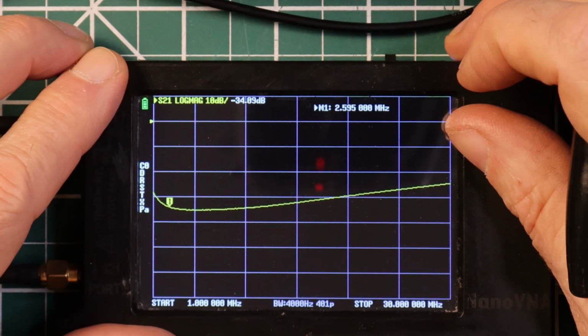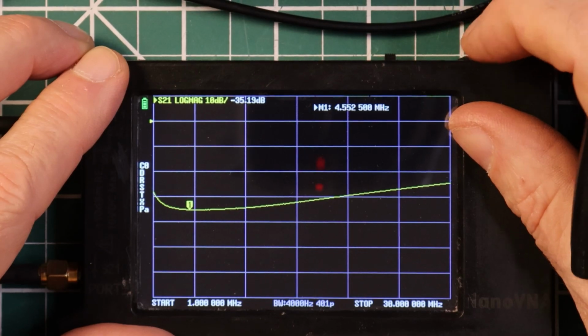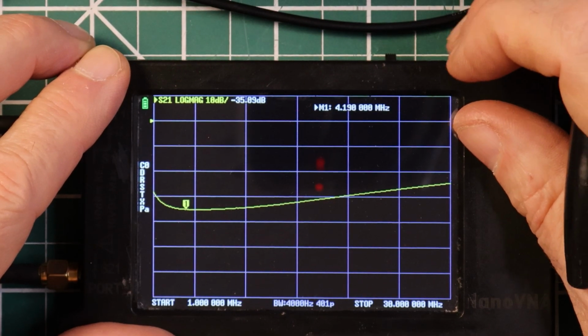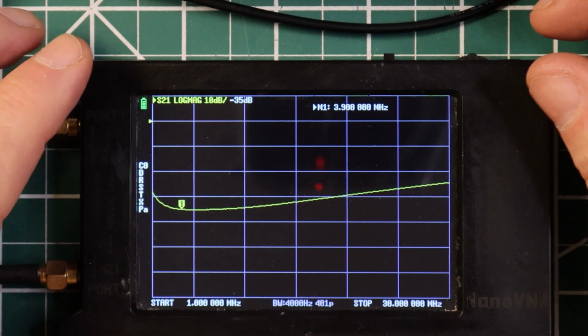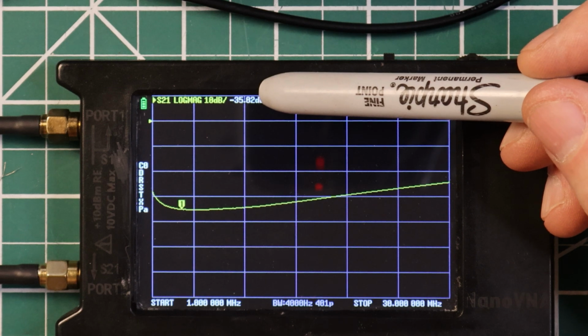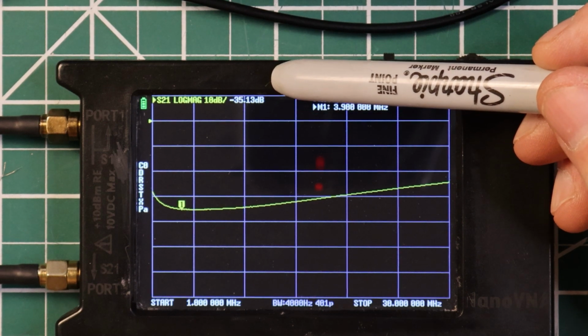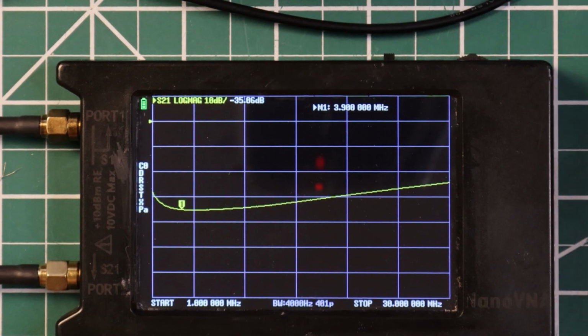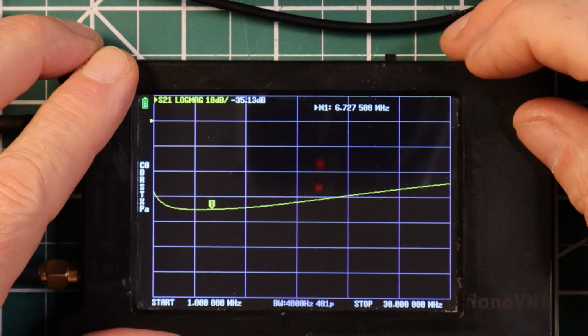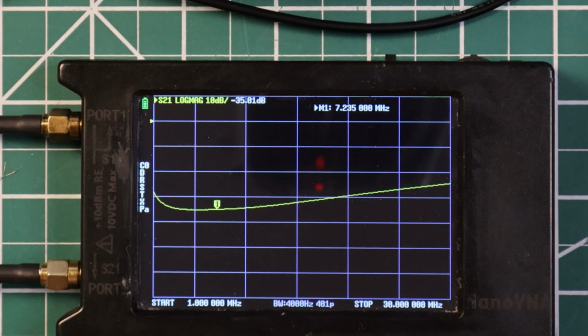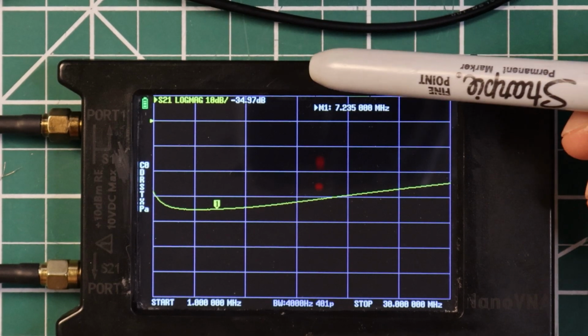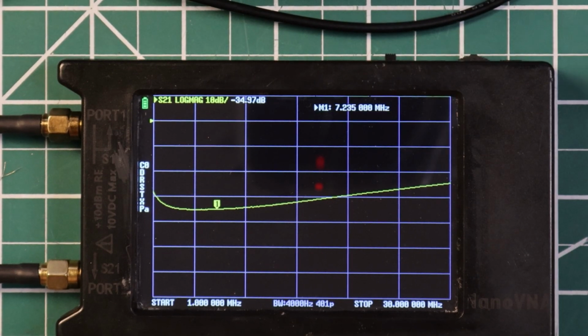Let's go up to 80 meters, 3.8 to 4, and let's look right there at 3.9. There we've got, it's bouncing around right at a negative 35. That's good. Let's go on up to 40 meters, and we'll go right there to 7.235 megahertz. And again, we've got a negative 35.